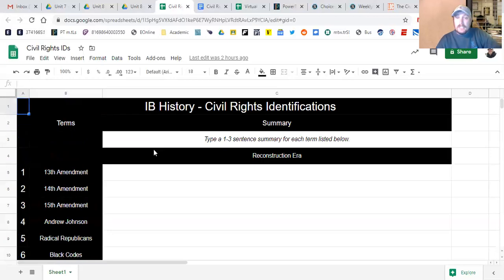But here's what I would like you to do on this sheet, and this is your first assignment for this project. You can see all those terms listed out. Right here in the middle, it says type a 1 to 3 sentence summary for each term listed below. I want you to treat this like you would your identifications. Identify the main points behind each of these, what the big impact was, summarize it in your own words, and try to be as direct as possible.